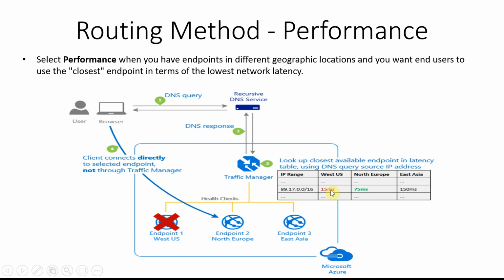And now obviously if West US is active, the traffic will be routed to that. But if the West US location is down, then the traffic will be routed between these two. Here 50 milliseconds is the lower latency, so it will route to that. So that is the performance aspect.